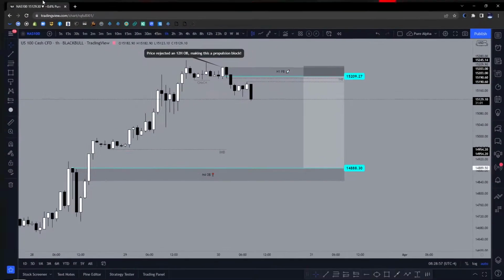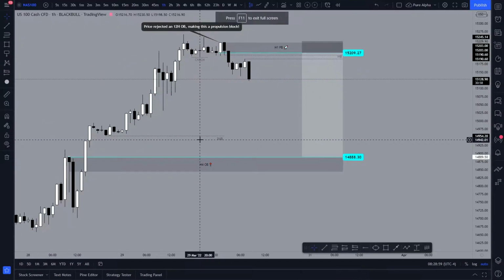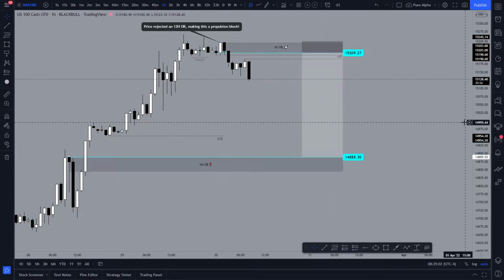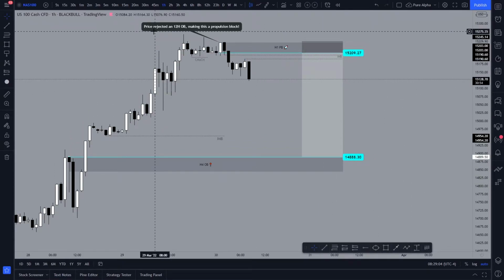So this is actually a trade that I'm looking at. Let's go ahead and make the screen bigger and explain why I actually have a limit order set up here.